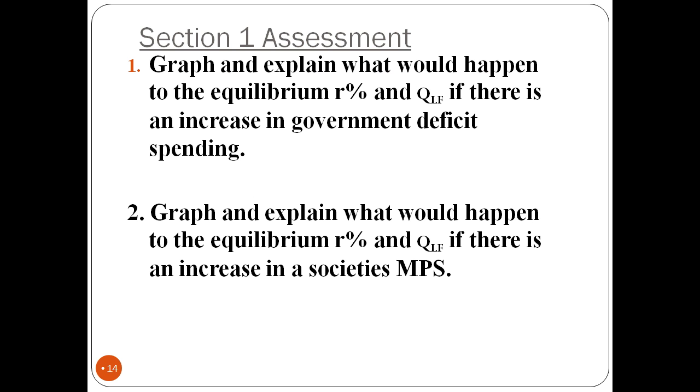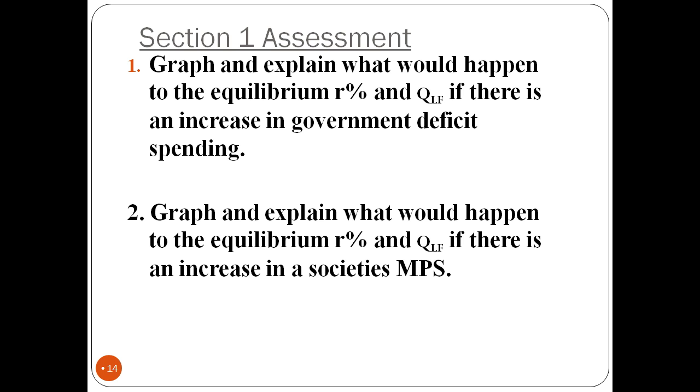All right, so let's do our assessment here. We're going to do a couple of loanable funds graphs. For number one, we're going to graph and explain what would happen to the equilibrium real interest rate and quantity of loanable funds if there is an increase in government deficit spending. So go ahead and give me a fully labeled supply and demand for loanable funds graph. Then shift either the supply or the demand for loanable funds. Mark your new equilibriums, then tell me what happened to the real interest rate and the quantity of loanable funds after that shift. Did it go up or down?